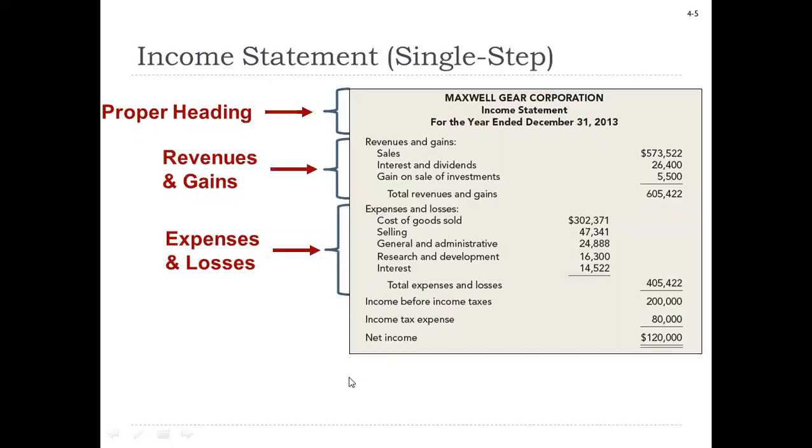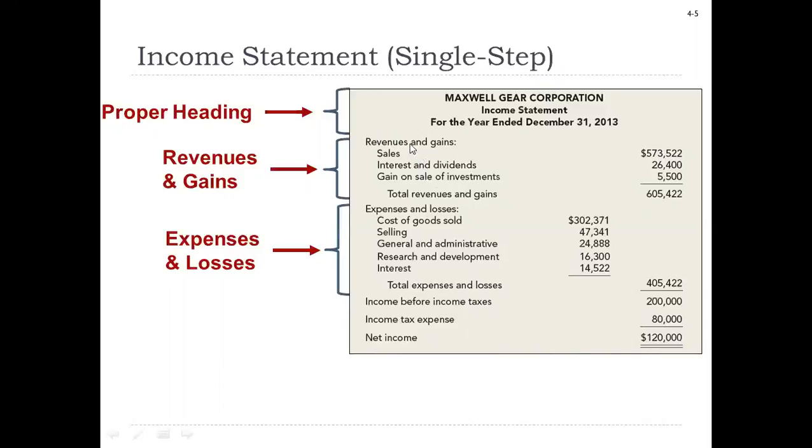Here is an example of a single-step income statement. In the single-step income statement, all the revenues and gains are lumped together, and all the expenses and losses are lumped together. And then you have an income before income taxes subtotal, and then we subtract income tax expense. We always show income tax expense separately, and then we finally get to net income.